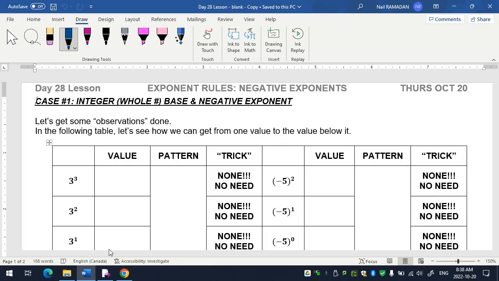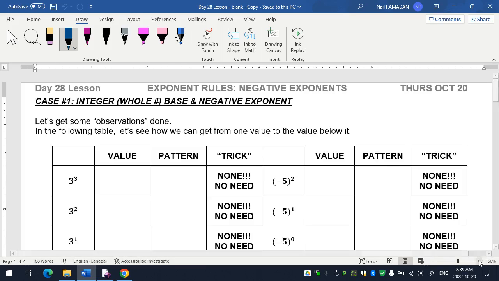Let's do some observations. So in the following table, I'm going to do two kinds of examples. One with what kind of a base? Positive, and one with negative. So let's see. Do they lead to different rules? Do they lead to the same rule? I don't know yet. Let's actually find that together.